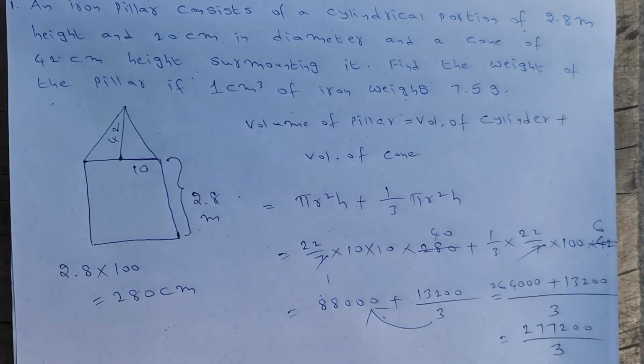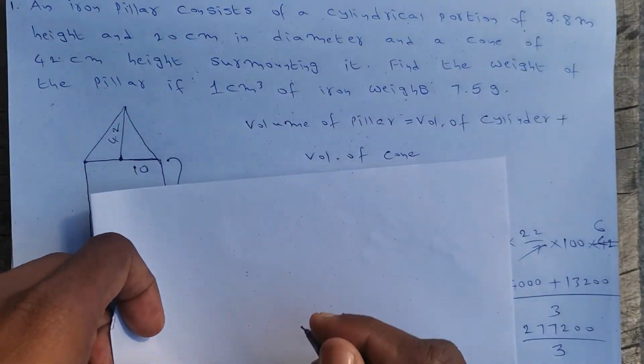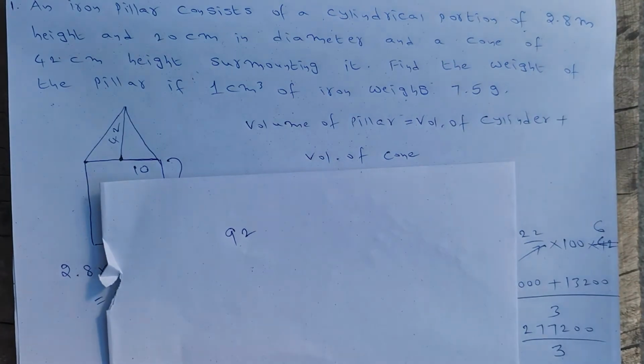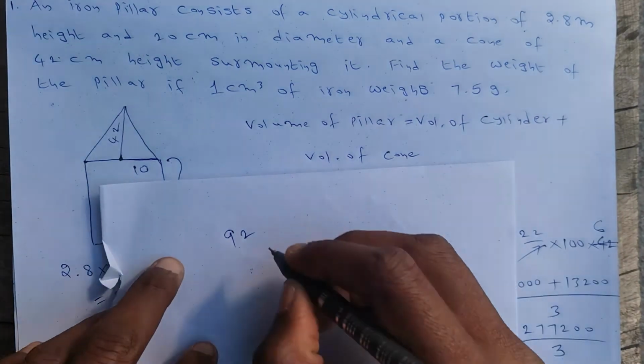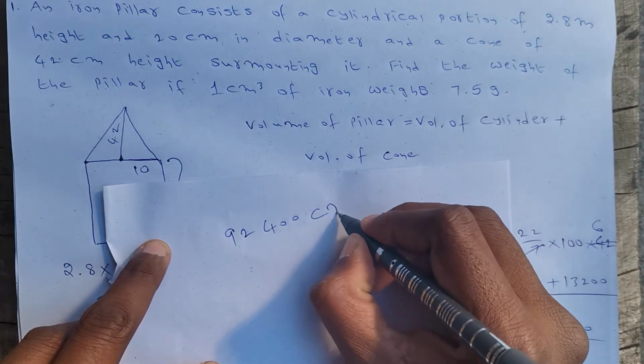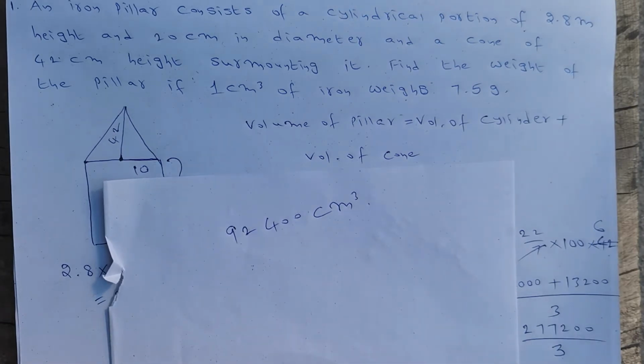I used one rough paper for this calculation. 92,400, and all the measurements are in centimeters. We are finding volume, so that's why it is centimeter cube. So the volume of the total pillar is 92,400 centimeter cube.